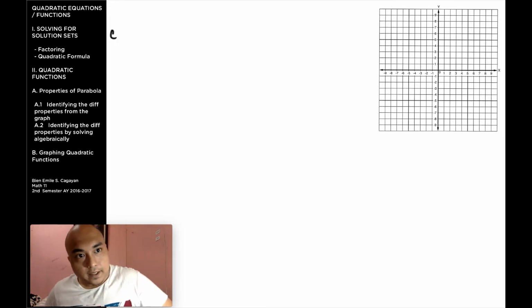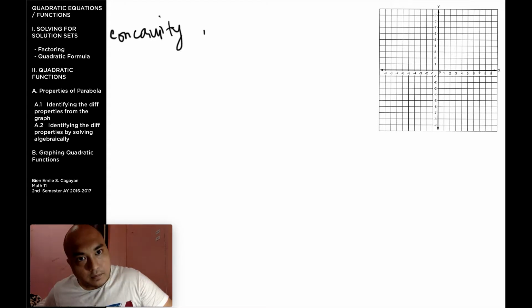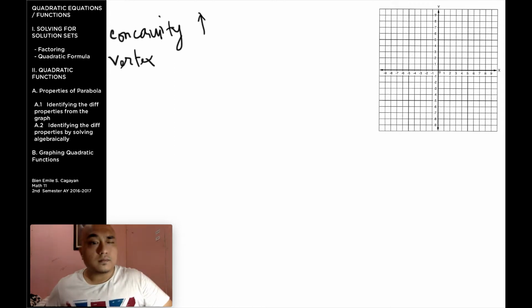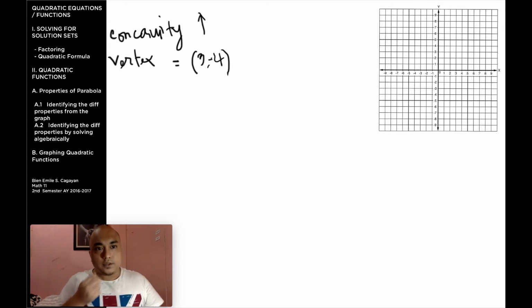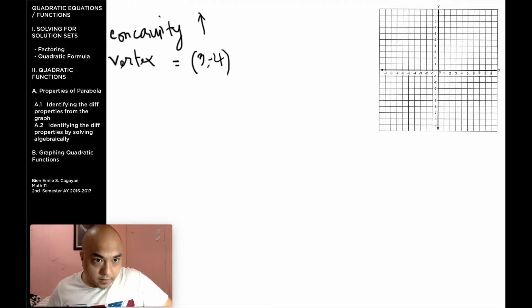So now we have the concavity. We know that it's pointing upwards. The vertex is 3 and negative 4. We now just have to find the x-intercept and the y-intercept.